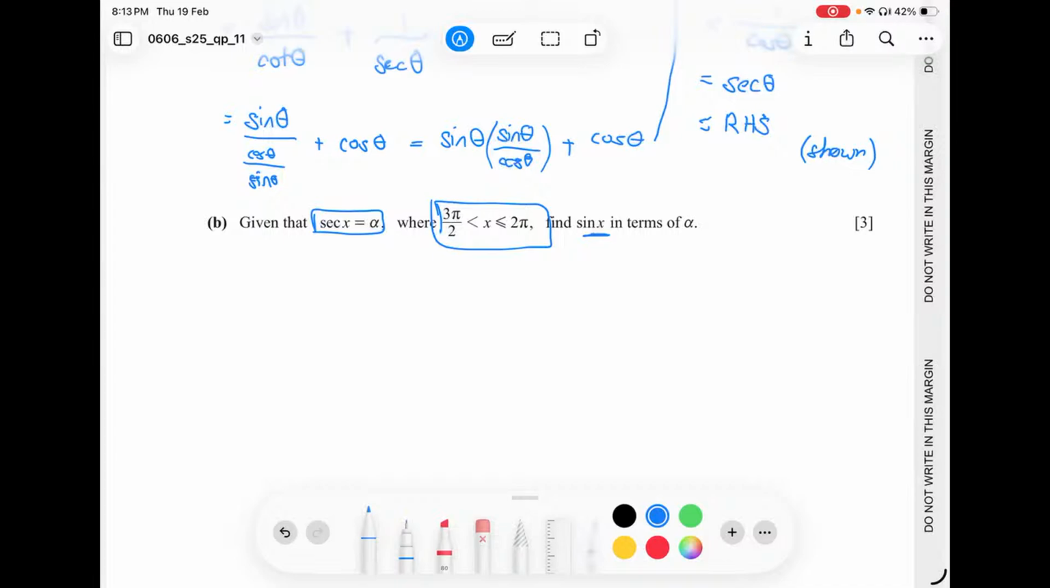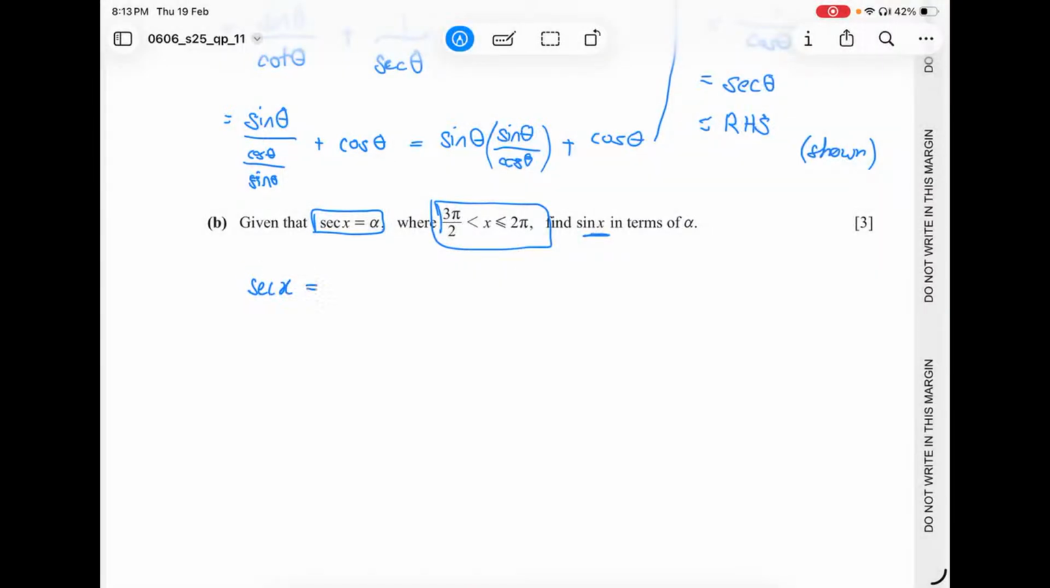Okay, we need to write sine x in terms of secant x. For this question, you need to show the idea of how you are going to convert secant x into sine x, which is something awkward because you cannot directly convert it. So what we'll do here is take secant x to be alpha, as stated in the question.